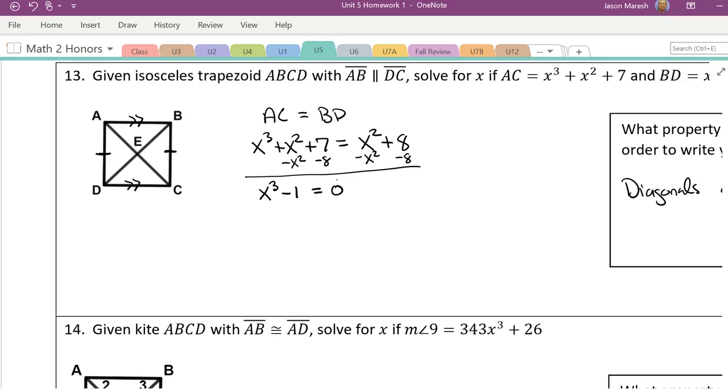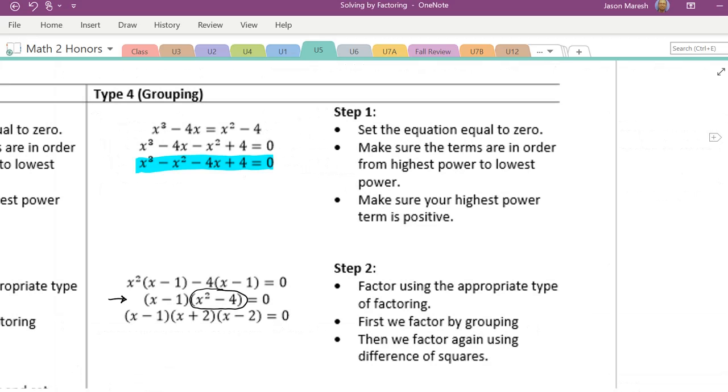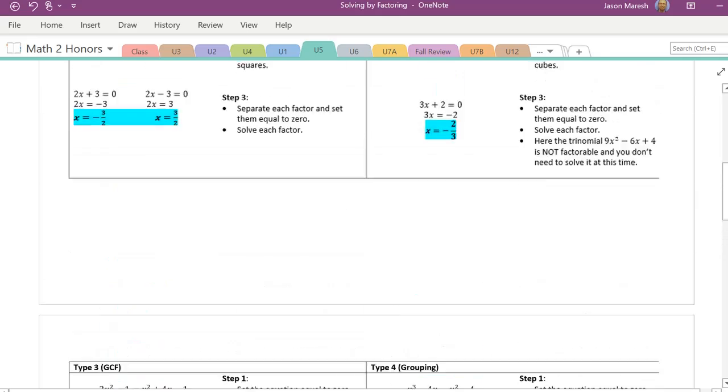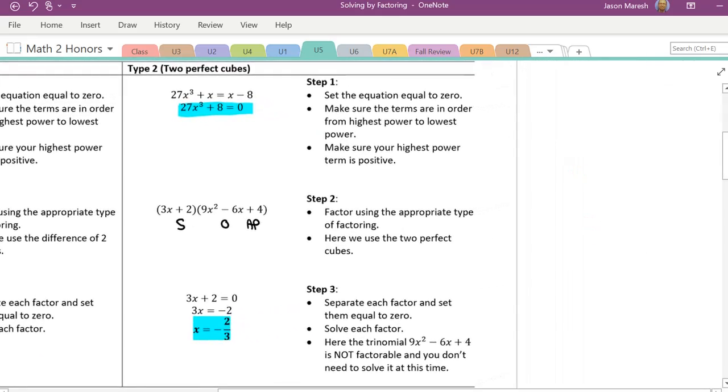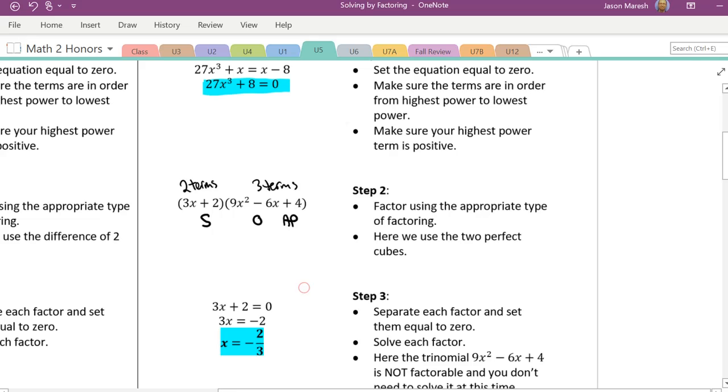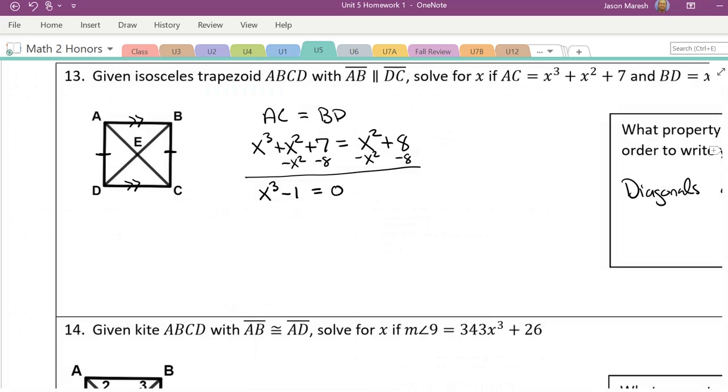X cubed is a perfect cube. 1 is also a perfect cube. So this is going to be like type 2. Right? And remember, the pattern here is when we break it up into two terms times three terms, we use SOAP to help us with the signs, all that kind of stuff. That's what's going to happen in this problem. So it's the factoring using cubes.